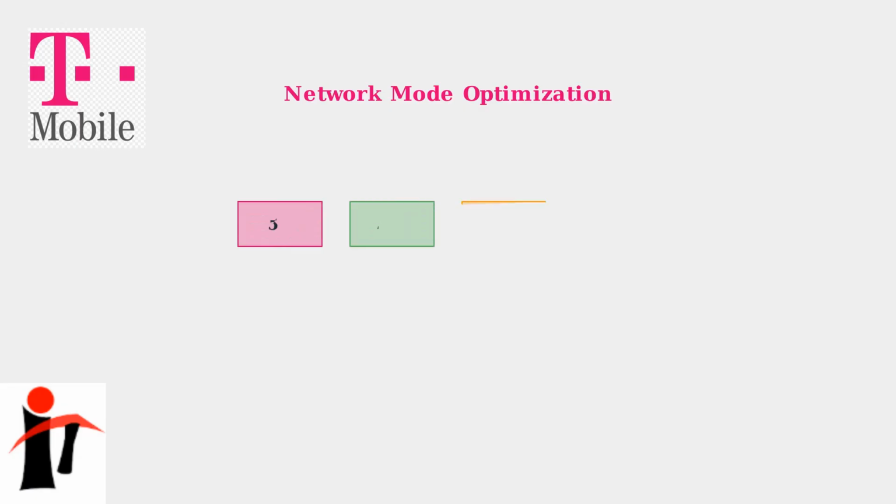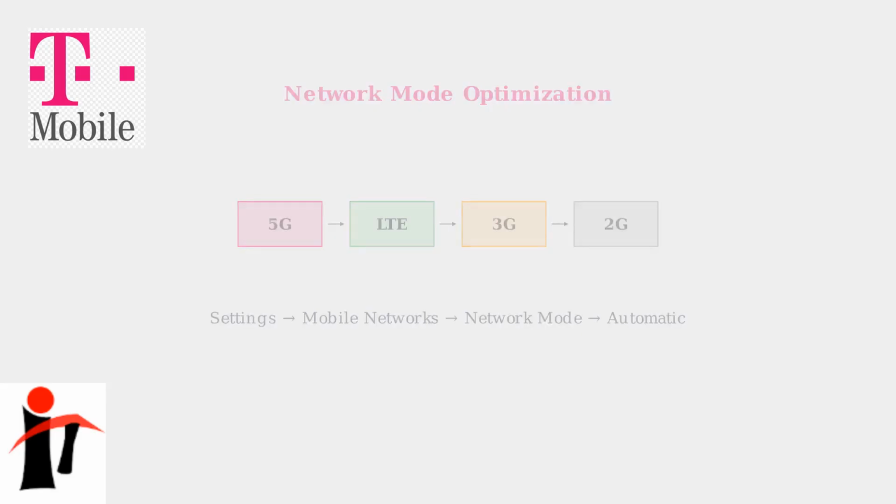Next, optimize your network mode settings. Set your device to automatic network selection with 5G, LTE, 3G, and 2G priority. This allows your phone to automatically connect to the best available network.